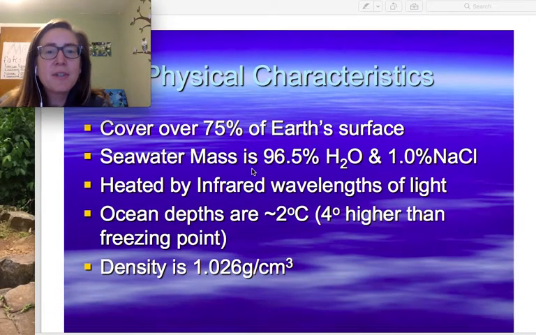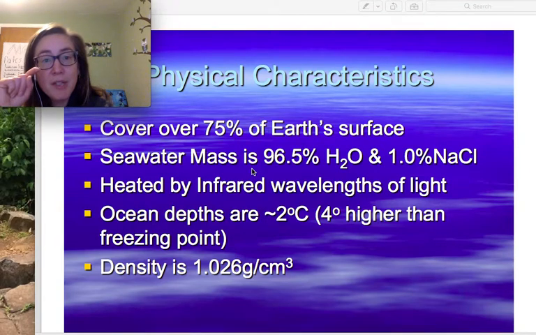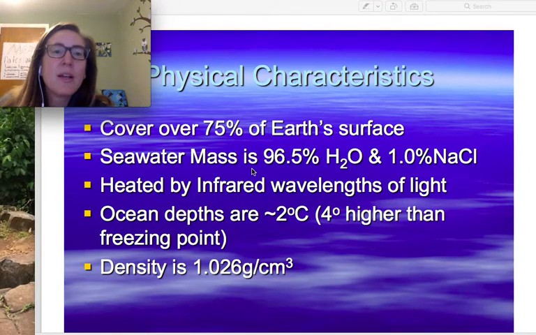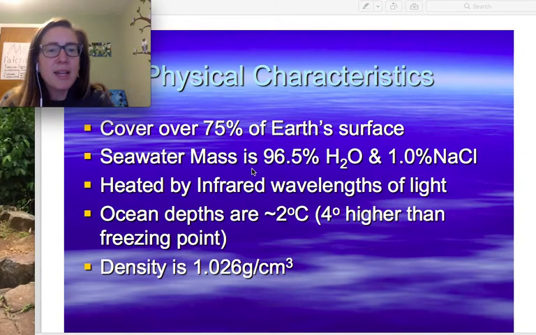First, the different physical characteristics of an ocean. The ocean makes up about 3/4 of our entire planet, so if we were to look down from space, we would see mostly ocean. The ocean water itself is made primarily of two things: water, 96.5%, as well as salt, NaCl, about 1%. There are some other things dissolved within the water, different types of ions, but the primary one is NaCl.